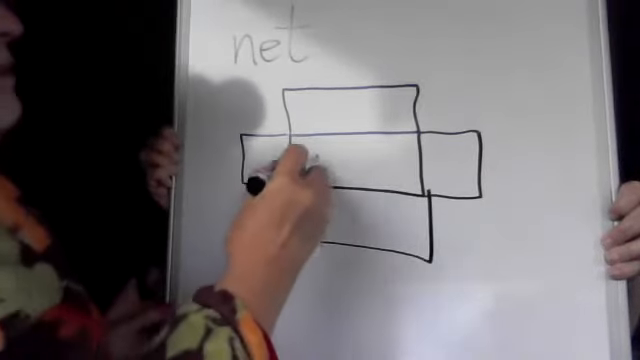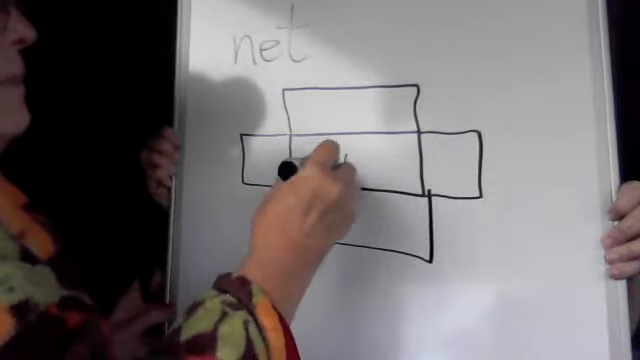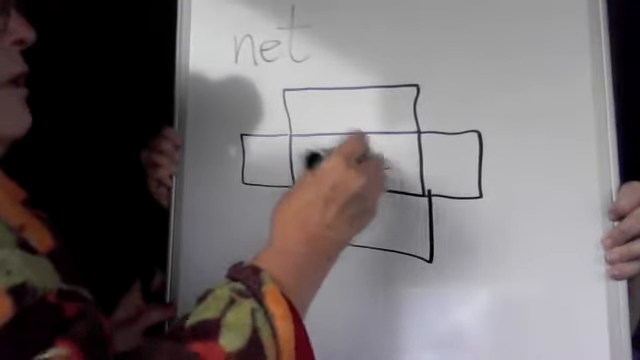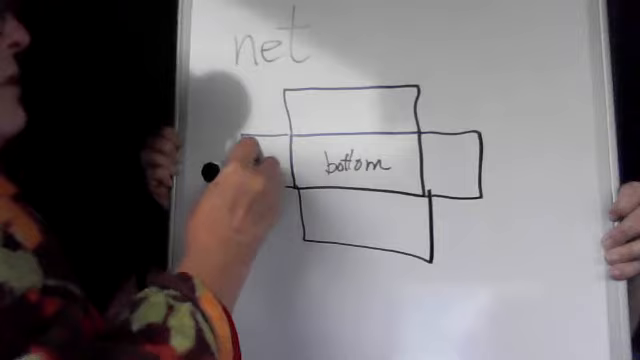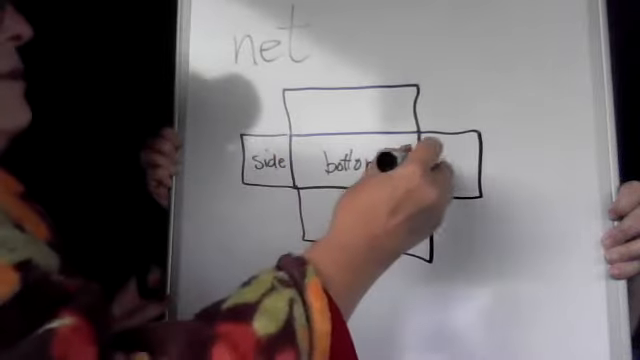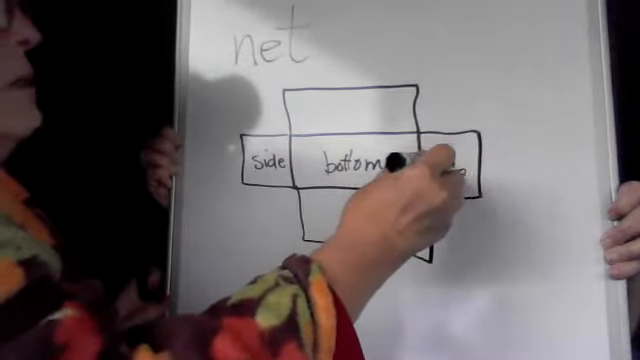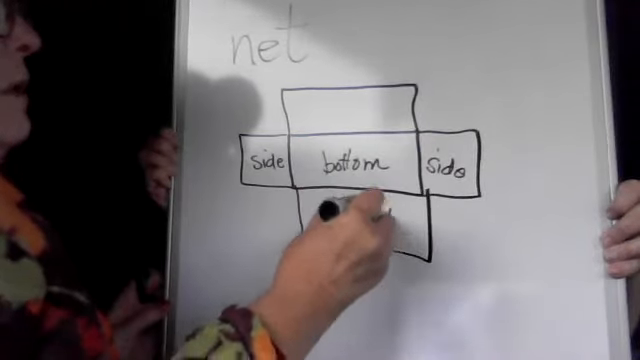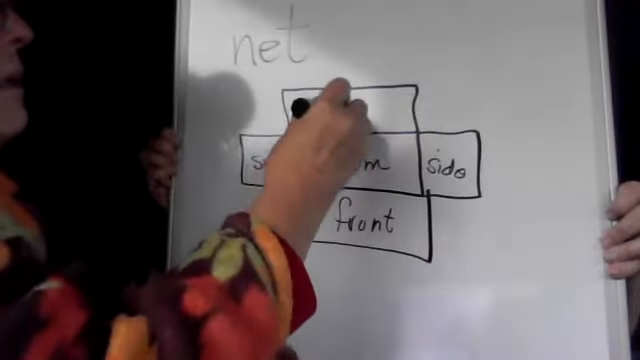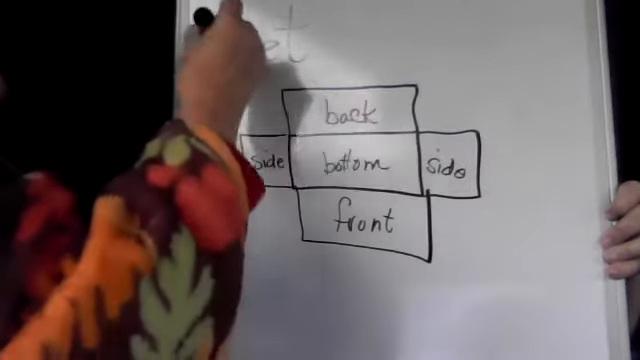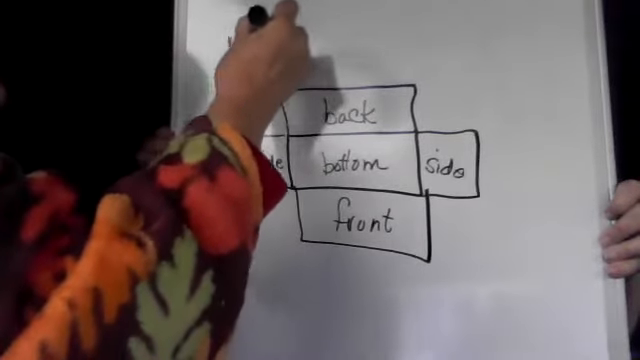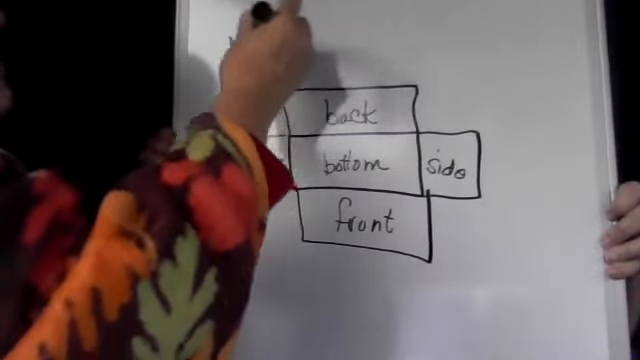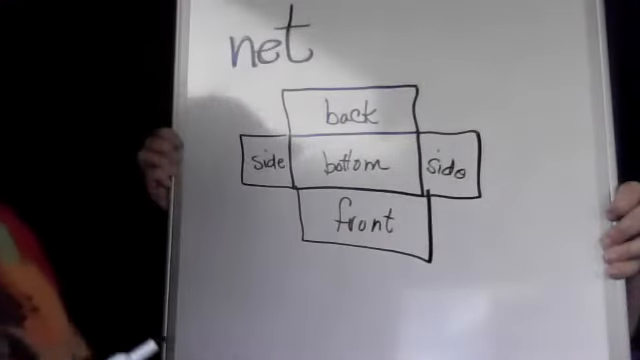Can you see that this is the bottom? We cut the prism apart. This is the side. This is the side. If we put the box back together, this will be the front, and this will be the back. This, when we break the prism up and lay it flat, it's called a net.